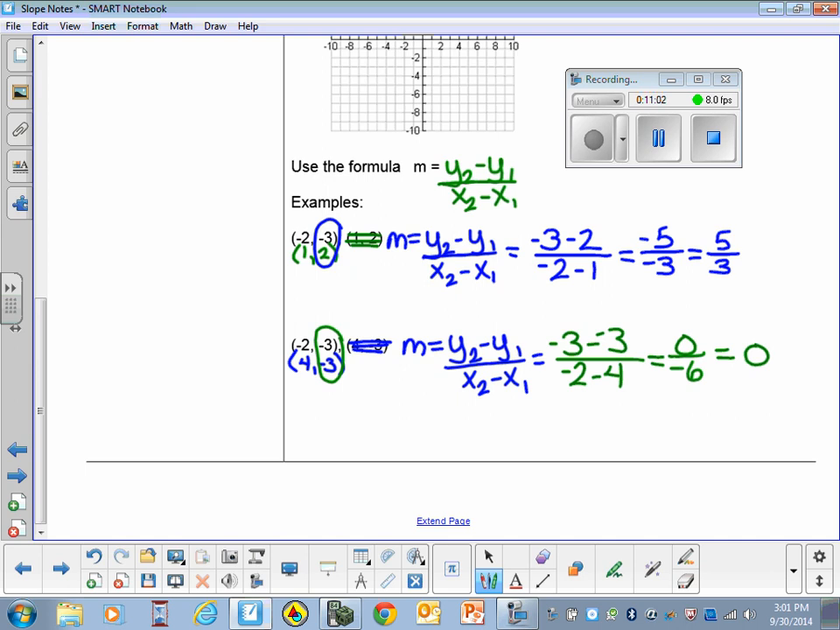So now let me ask you, what kind of special line is this? Is it vertical or horizontal? Horizontal. Remember, horizontal has 2 O's in the word, like 0.